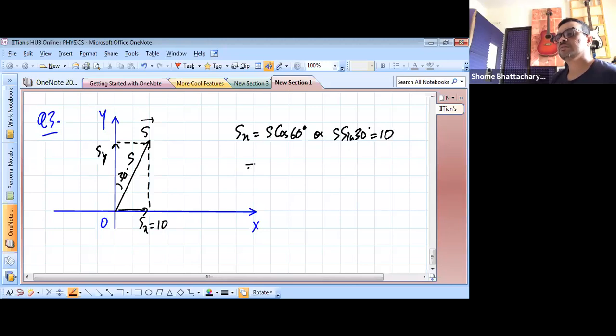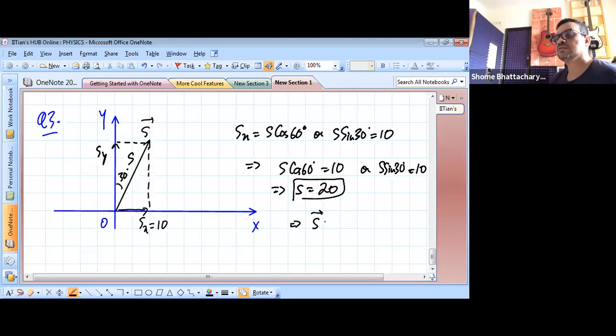Okay. So that means S cos 60 is equal to 10, or we can say S sin 30 is equal to 10, whichever of the two values. So that means S is becoming 10, because cos 60 or sin 30 are one and the same thing, which is half. So the vector S is actually 10 i cap plus 10 j cap.